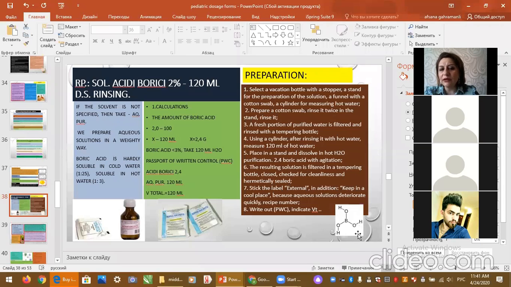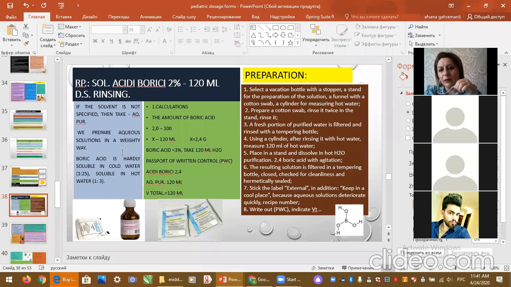This is the chemical formula of acidum boricum. In Russian, acidum boricum is kislota bornaya. This is the manufactured trade form of acidum boricum in packaging form and in the bottle form. If the solvent is not specified, then take aqua purificata. We prepare aqua solutions in a weightless way.